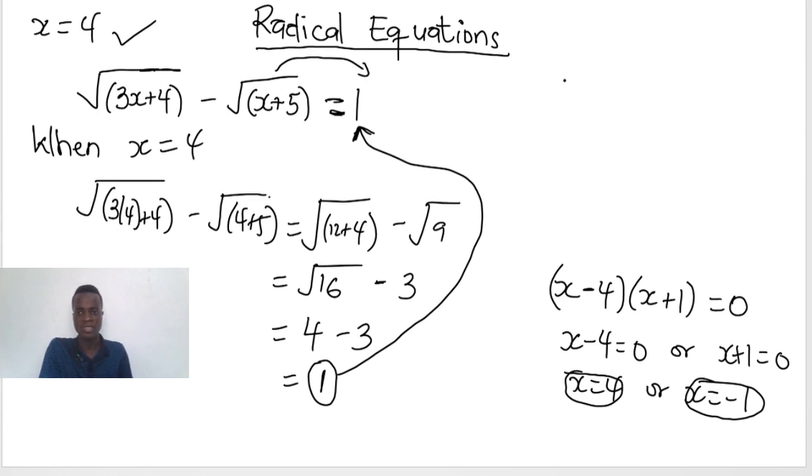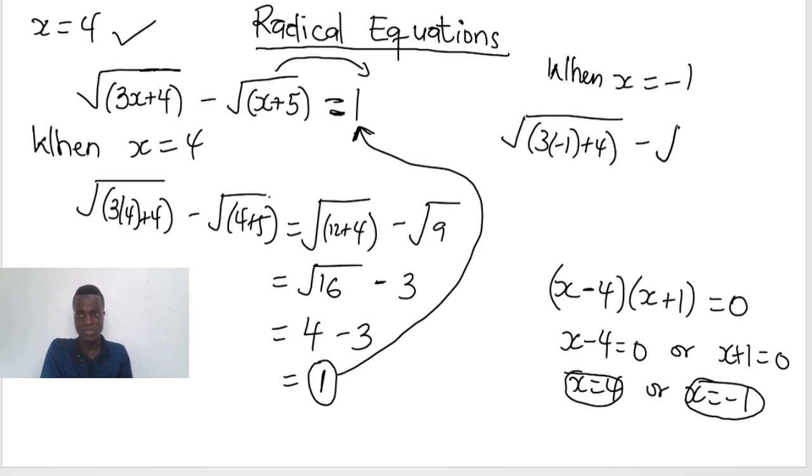So when x is equal to negative 1, what do we have? We have square root of, in brackets, 3 times negative 1, because that's the x, plus 4, minus square root of negative 1 plus 5. At the end of this, negative 3 plus 4 under this bracket, minus square root of negative 1 plus 5. That will give us 4.